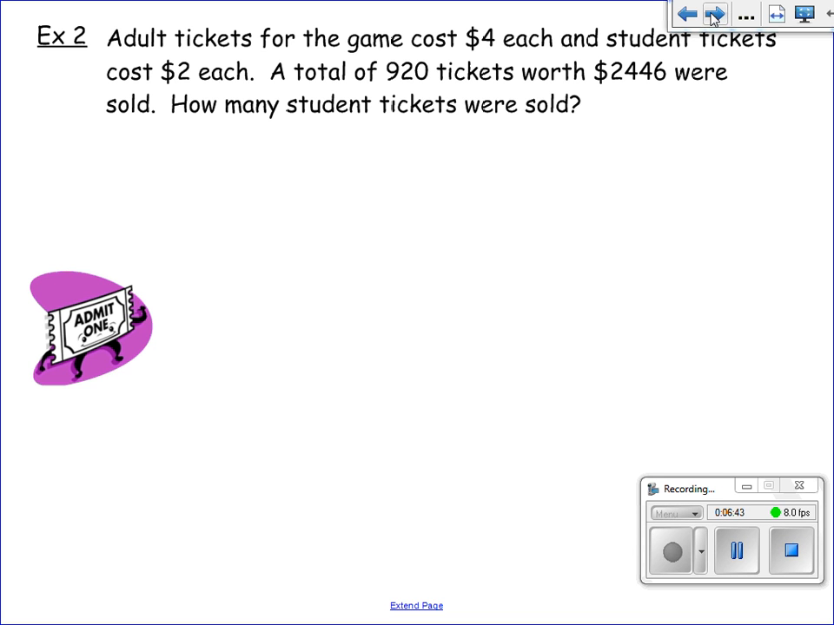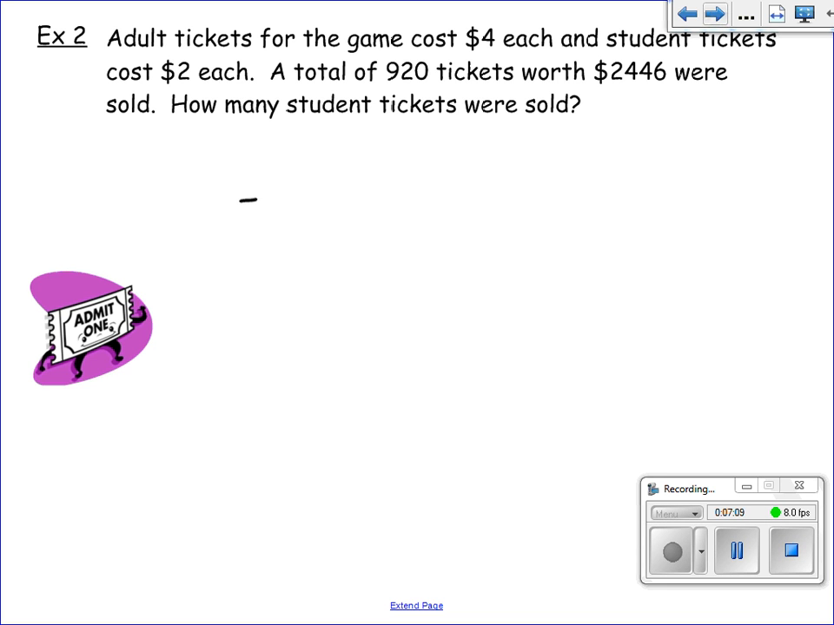Brace yourself for the algebra problem, and then read it. All right, Carol, can you read it? Adult tickets for the game cost $4 each, and student tickets cost $2 each. A total of 920 tickets for $2,446 were sold. How many student tickets were sold? That's a lot of tickets, that's a lot of information, so let's get ourselves organized.